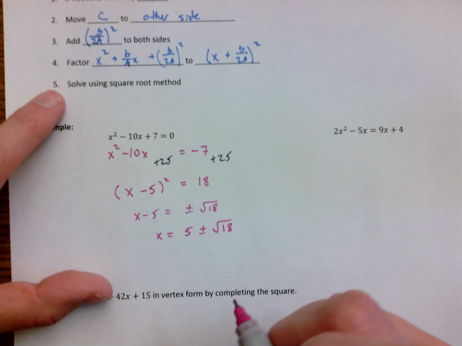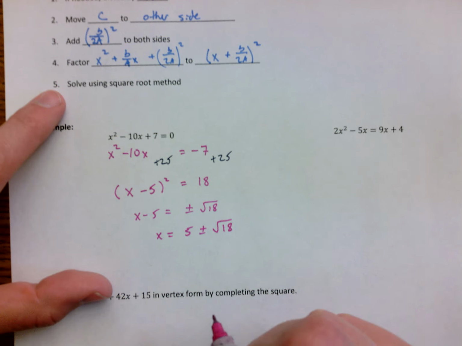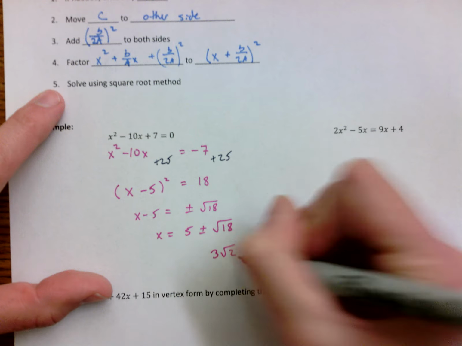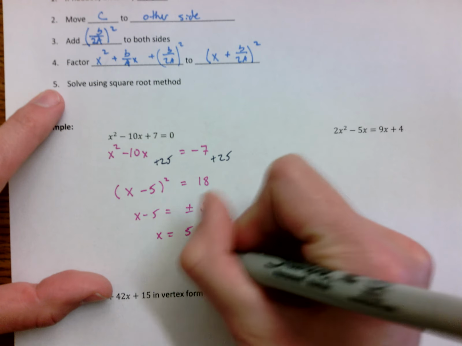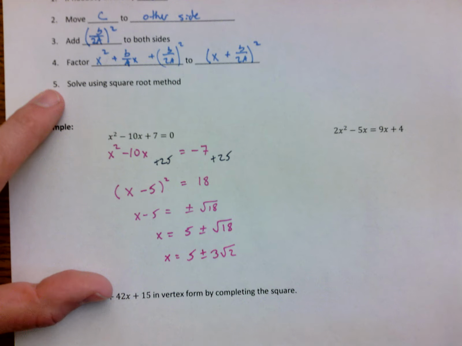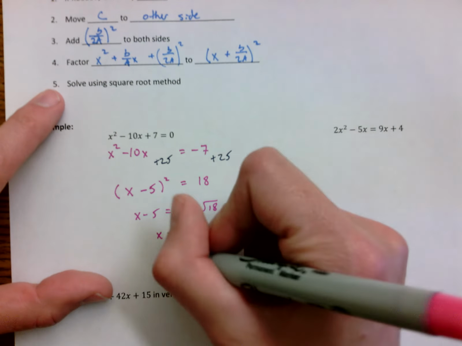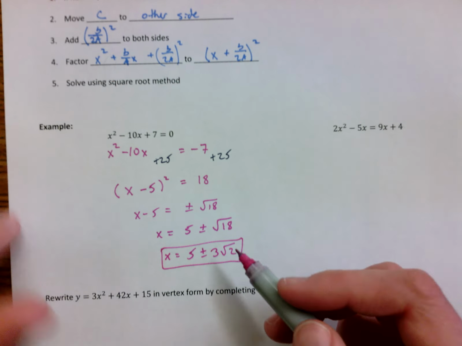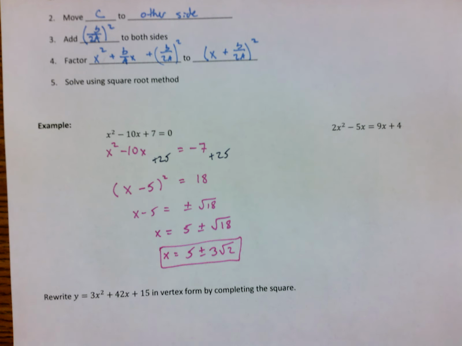So the square root of 18, that's 9 times 2, and the square root of 9 is 3. So it's 3 times the square root of 2. And that right there is my answer. If you need to simplify your square root, do some side work, that's totally fine. And that's it. That's how you complete the square.